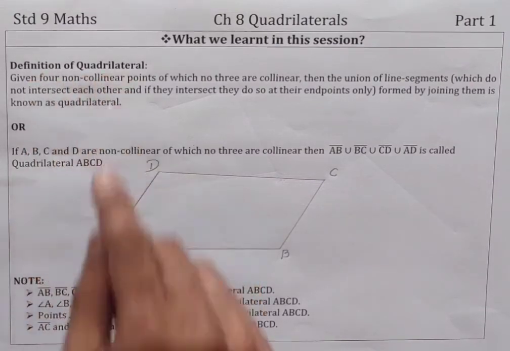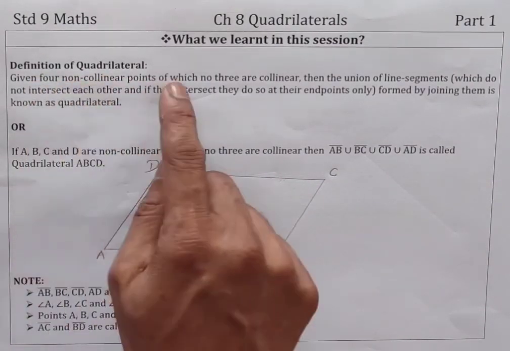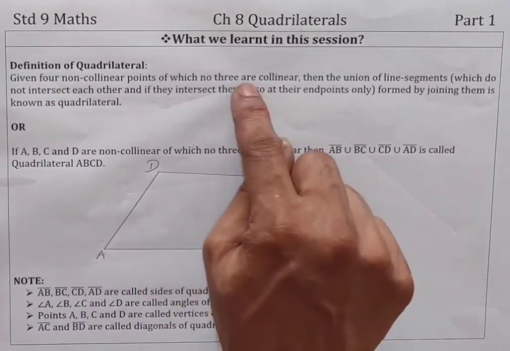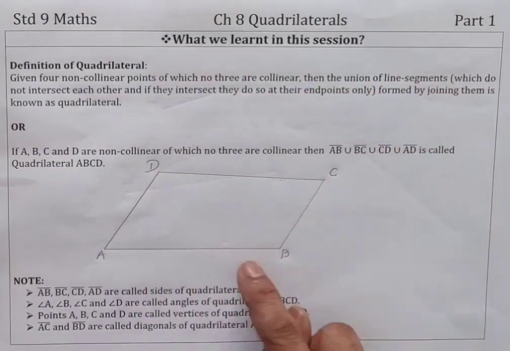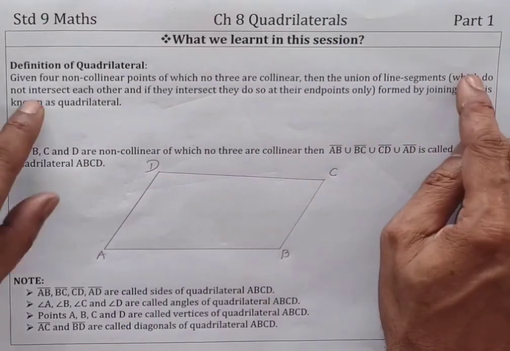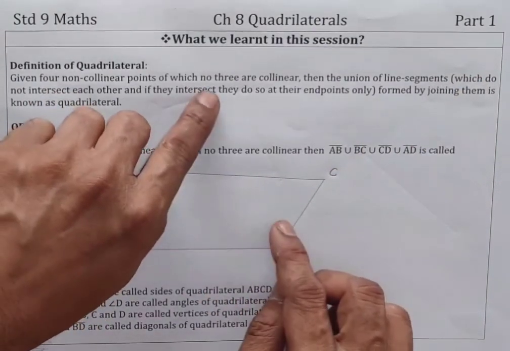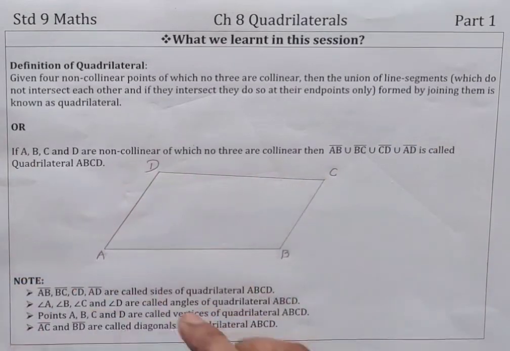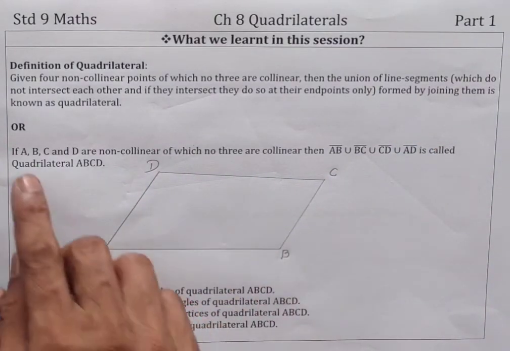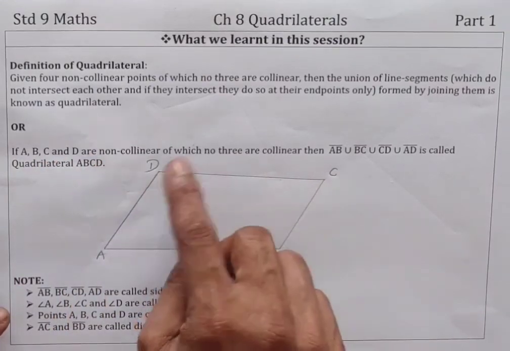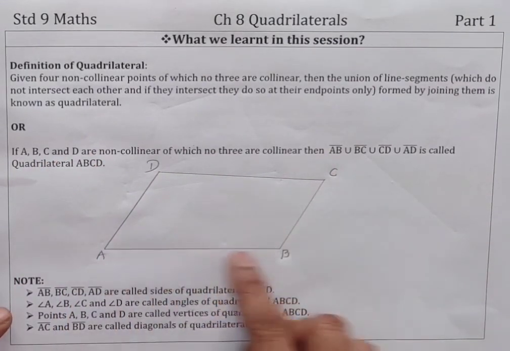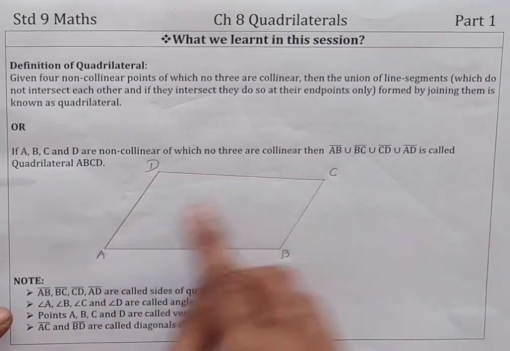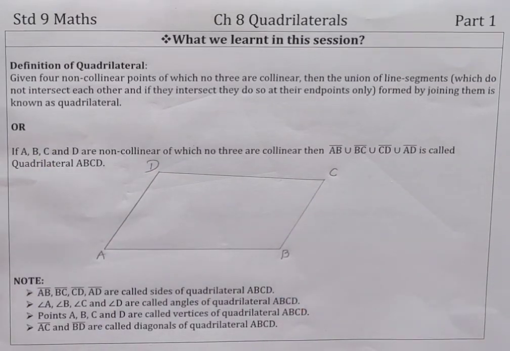We learned the definition of quadrilateral. Alright? Given four non-collinear points A, B, C, D, of which no three are collinear, the union of line segments AB, BC, CD and AD, which do not intersect each other, and if they intersect, they do so only at their endpoints, is called quadrilateral. In other words, if A, B, C, D are non-collinear, of which no three are collinear, then segment AB union segment BC union segment CD union segment AD is called quadrilateral ABCD.